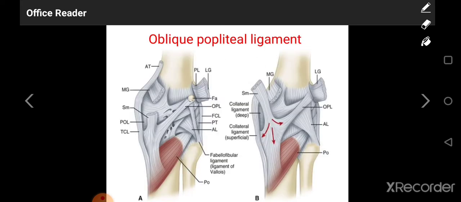So here we can see the oblique popliteal ligament. This is the oblique popliteal ligament, and it is part of the semimembranosus muscle.